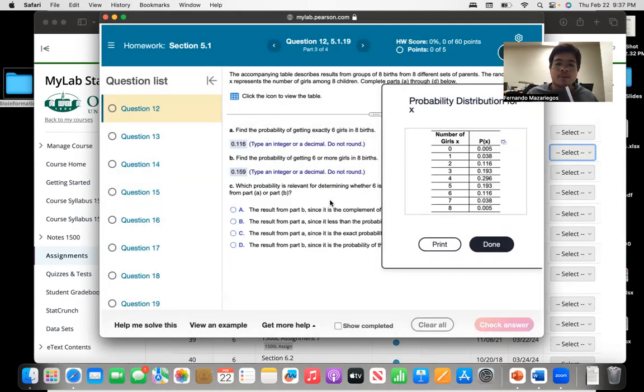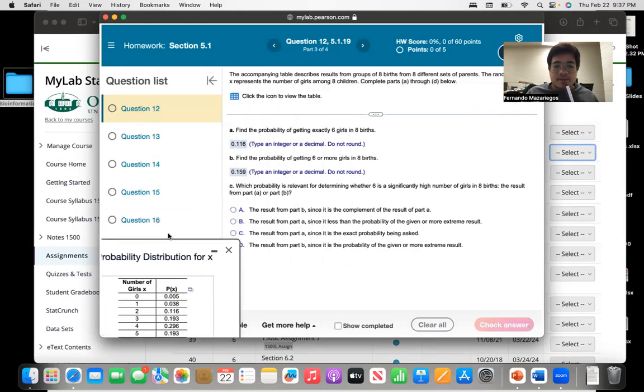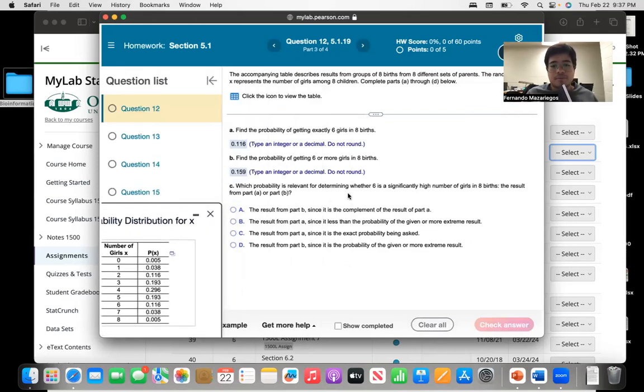And then we're being asked which probability is relevant for determining whether 6 is a significantly high number of girls in 8 birds. So this is on the notes. Remember that if we want to find a significantly high number of anything, we are looking for that or more. In this case, it is 6 or more, which is the probability we found in part B. So it's the result from part B, since it is the probability of the given or more extreme result.